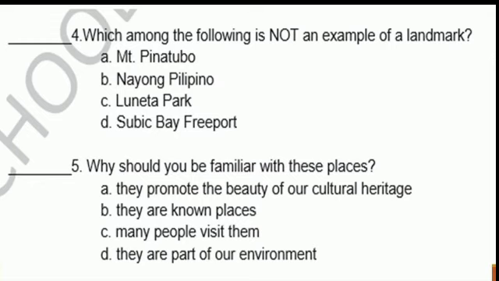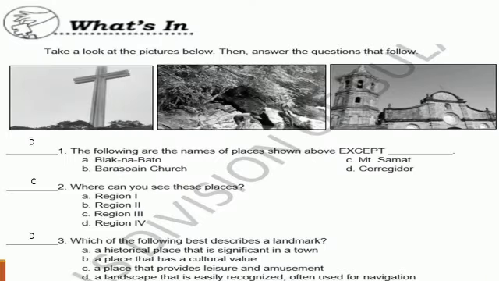Okay, so time's up. Let's check your work. The answer for number 1 is letter D. It's Corregidor, because the first picture is in Mount Samat. Second picture, Biak na Bato, and last picture is the Barasawin Church.